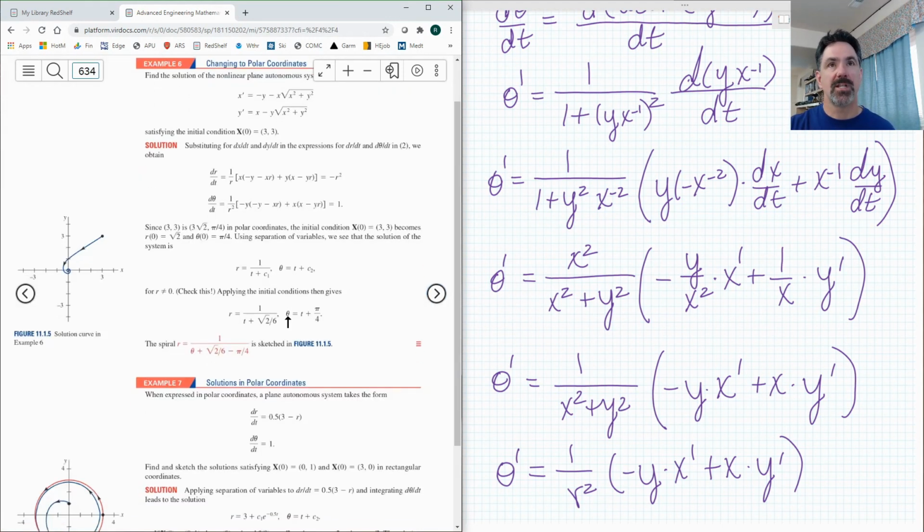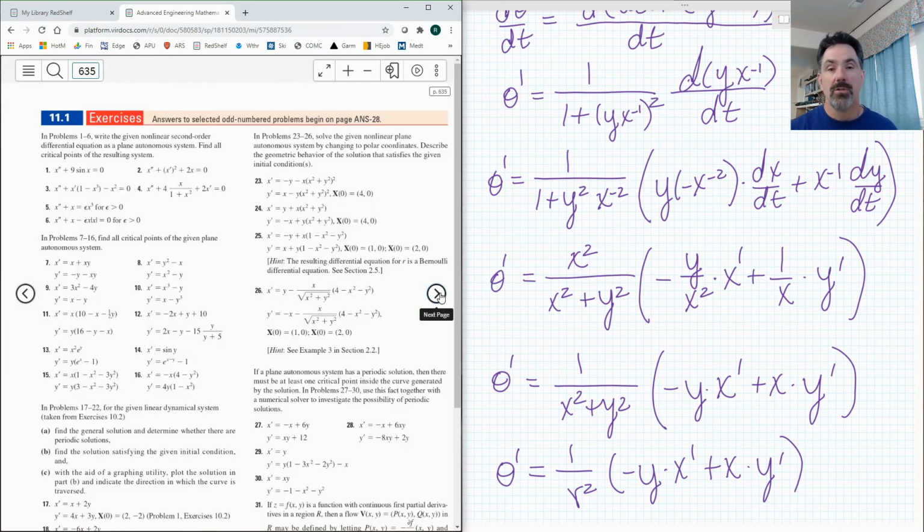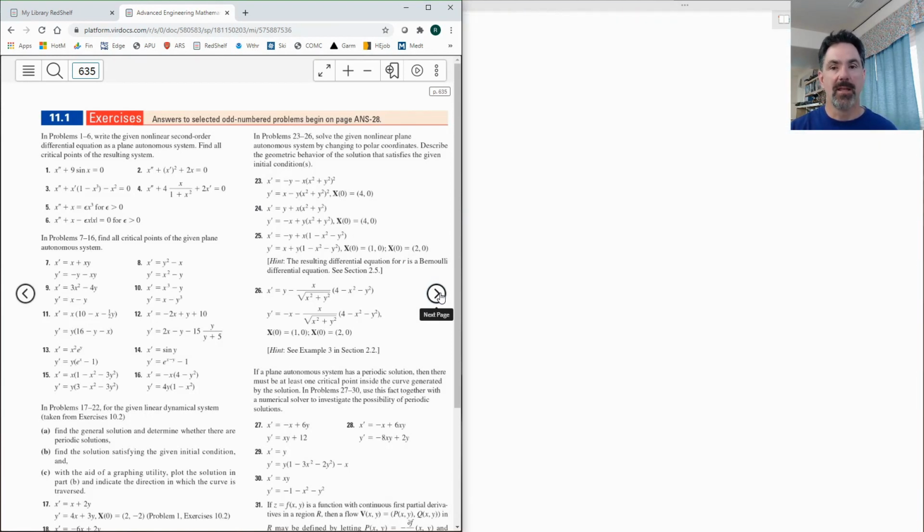So back to page 634, we move on and we're into the homework problems. So this is the approach that you want to take. You want to really dig in, really understand the items that are part of the lesson.